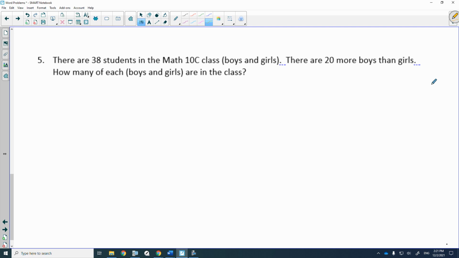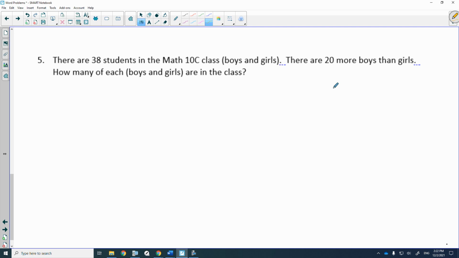This one is one where you might have to pick a number and then check. One system is very easy. The second system you have to think about. There are 38 students in a Math 10C class, boys and girls. So let's use B and G for our two variables. And there's 38 students. 20 more boys than girls.